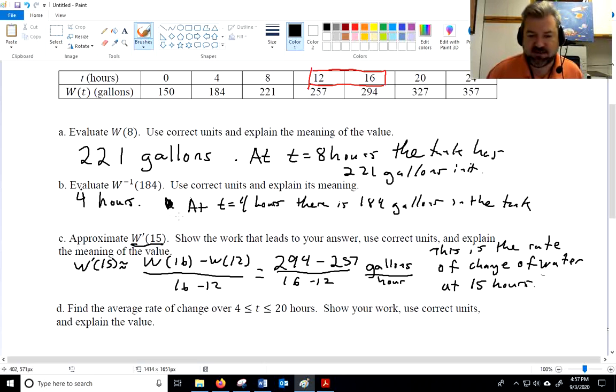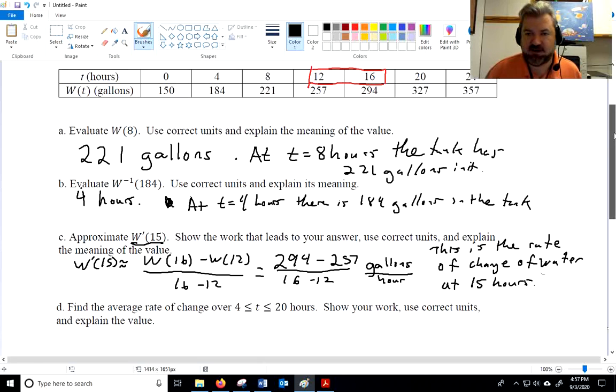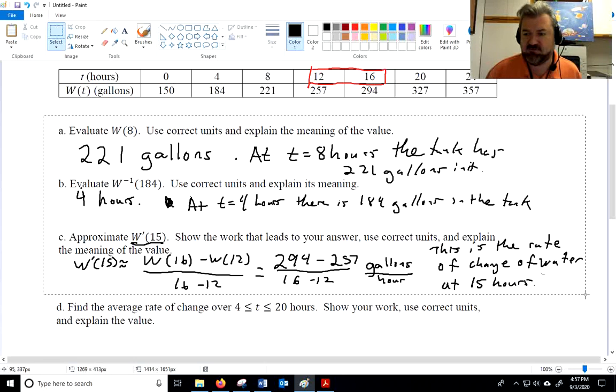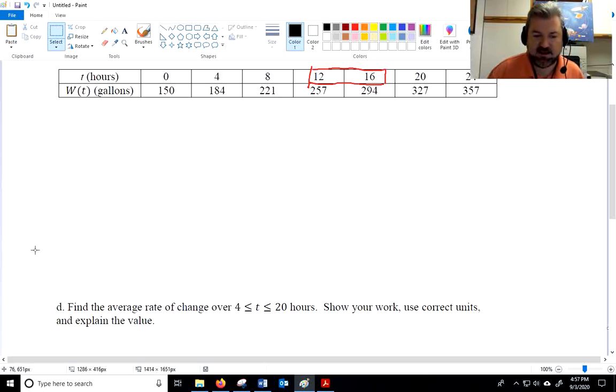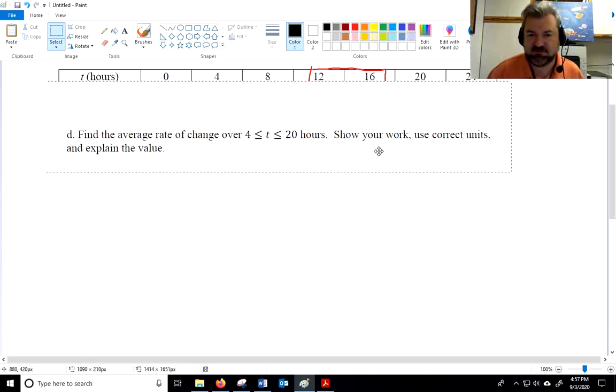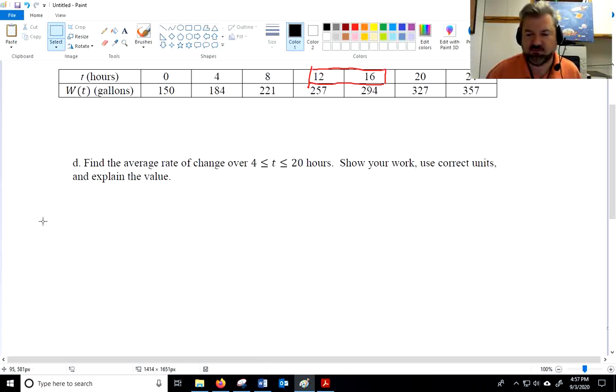Okay, next. Find the average rate of change over 4 less than or equal to T less than or equal to 20 hours. Show your work, use correct units. Go. All right, and we're back. If you don't mind, I want to have this table available to me to look at, so I'm going to go ahead and remove this. Pause the video if you still need it. I'm going to move this up so that I can look at my table of values a little bit more easily.